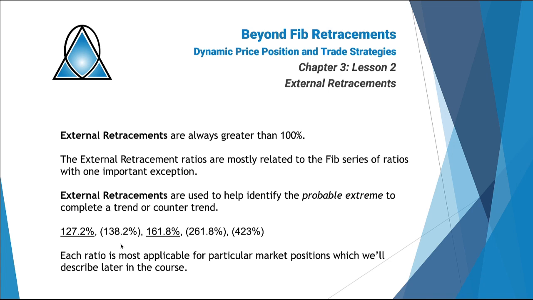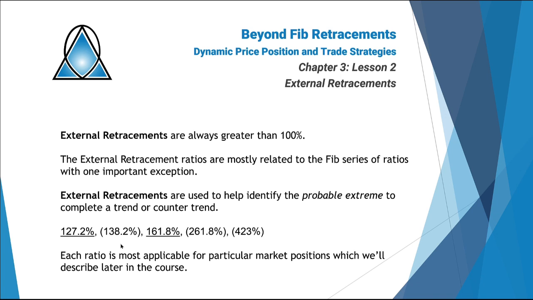You can also use 138.2%. I don't use that. You may see some other analysts or traders use that, and you can play around with it. It would be so close to the 127.2%. We definitely don't want to use both of them. But you could use the 138.2. I just think you'll find that the 127.2 is going to be more frequent, is going to be the target for the end of a trend or a counter trend.